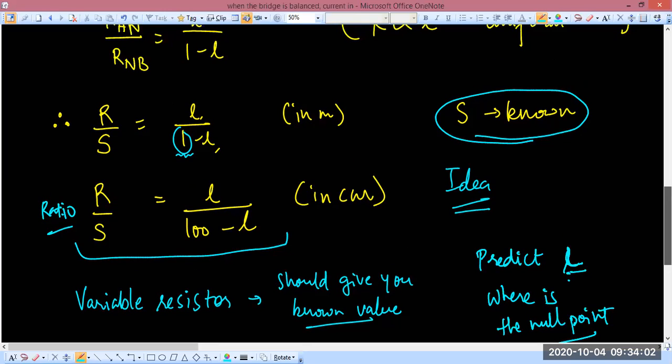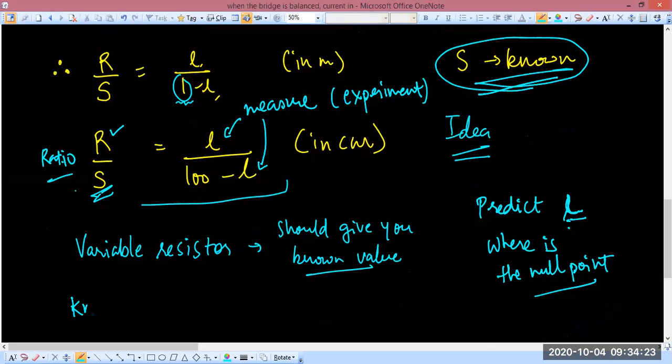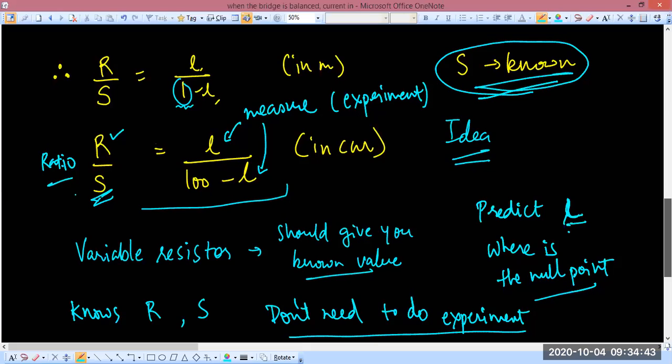The whole use of this method is to measure L, right? By doing this experiment, measure L, and once you measure L and if you know S, then you can find out R, right? So suppose someone already knows what is R and what is S, then you don't need to do the experiment, correct? I think that makes sense to you, because this whole thing has practical importance, or practical viewpoint, right? Understood?